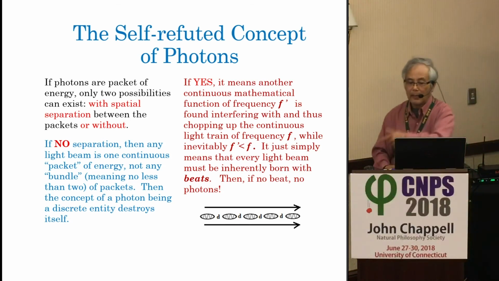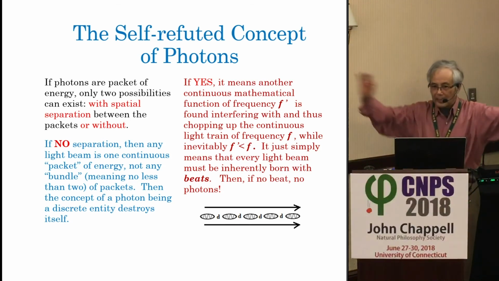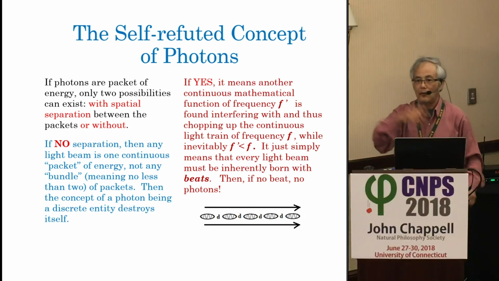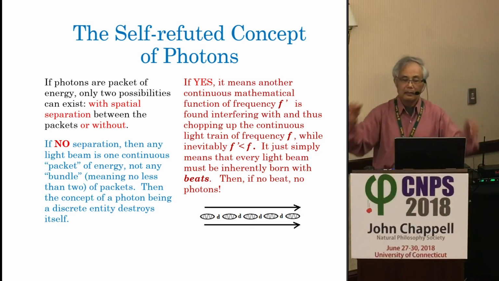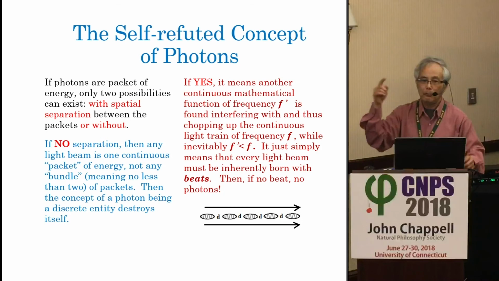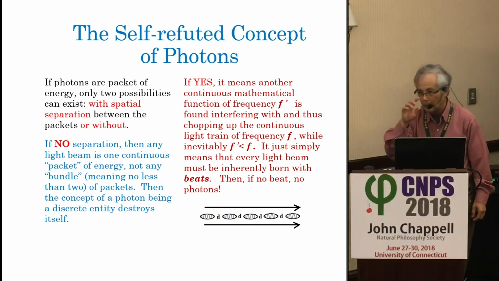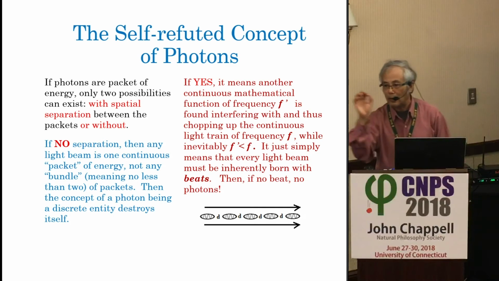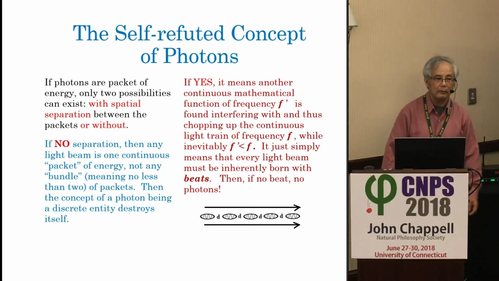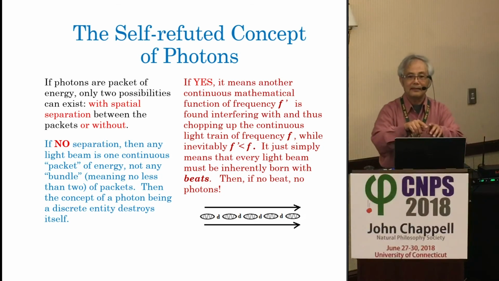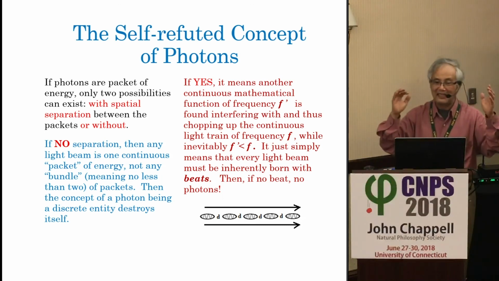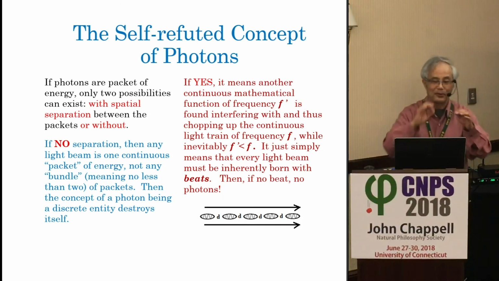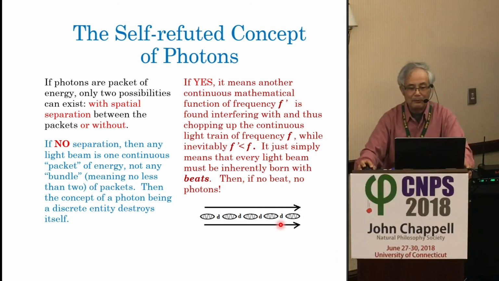But if there is spatial separation, it means that this light beam has interference of another wave at a lower frequency. If that is the case, it means that every so often you will see some dark spot on the light beam, but we never see this for any light beam unless it's made as an impulse, which is something else, a special arrangement. It's not the nature of the light. So the photon itself cannot exist.